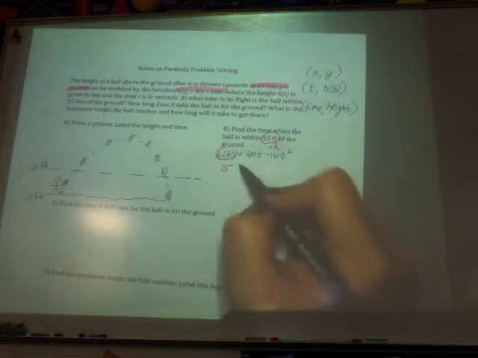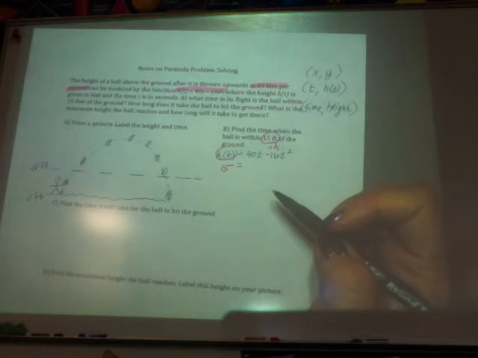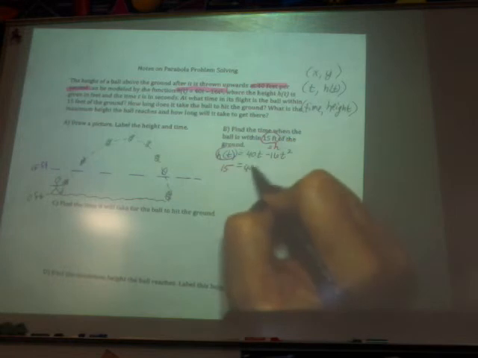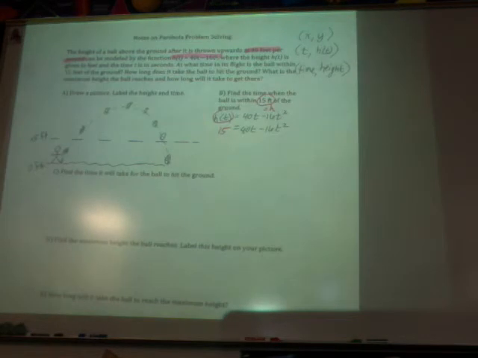So instead of replacing it with 0 as we have in the past, we're changing it up a little bit. I can change that height however I want to. So I want to know when is the height, what time is the height 15? So I have 15 equals 40t minus 16t squared. So now take the picture out of it and take the story out of it and just look at the quadratic equation. Use your algebra. What are you going to do first?